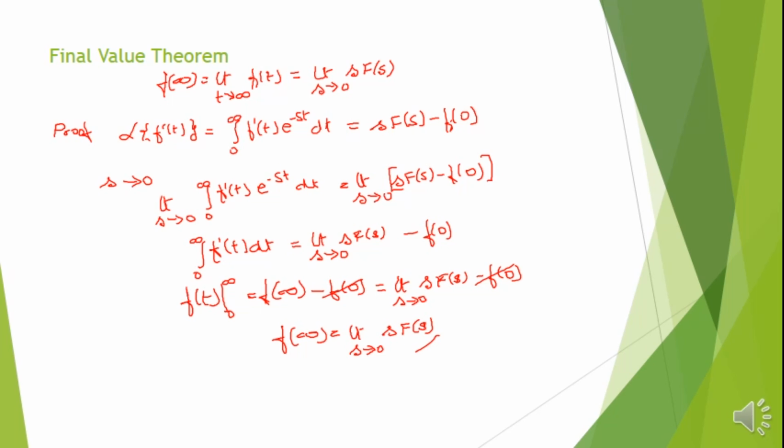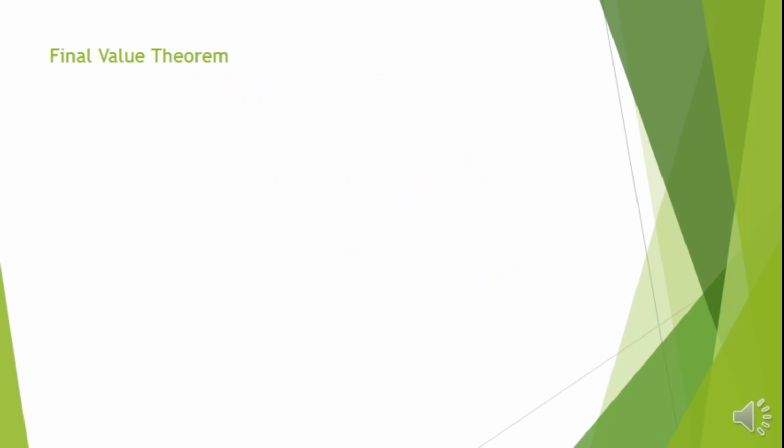So this is the final value theorem related to Laplace transform. Using these initial value and final value theorems, we can find f of 0 and f of infinity for the given f of t. Next, convolution theorem.